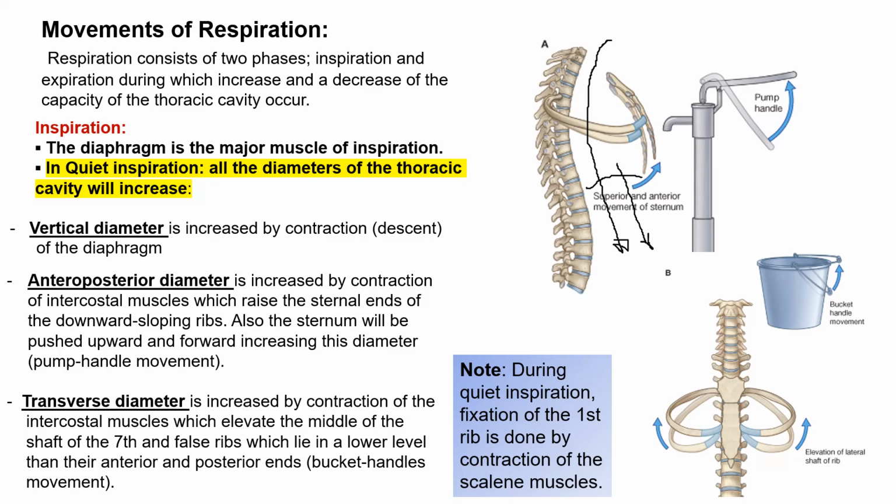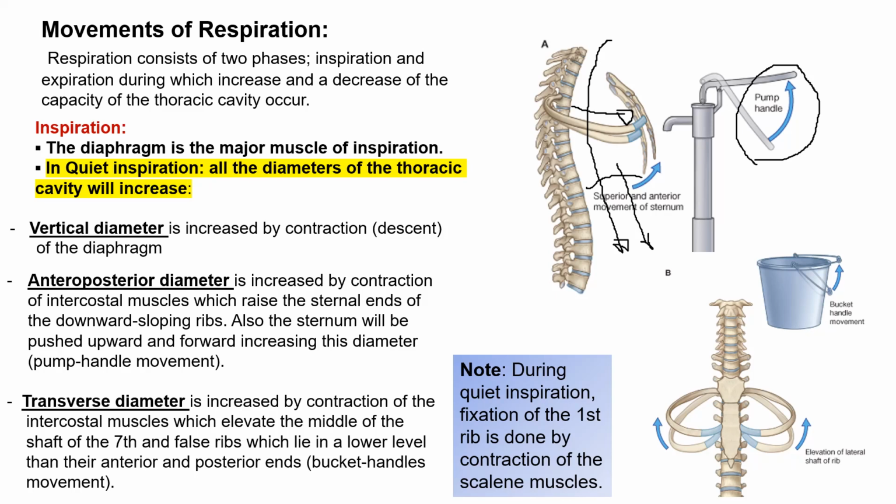The anteroposterior diameter of the thorax extends from the vertebrae backwards to the sternum and costal cartilages anteriorly. When the intercostal muscles contract during quiet inspiration, they elevate the costal cartilages and the sternum anteriorly and forward, increasing the anteroposterior diameter. This movement is called the pump handle movement.